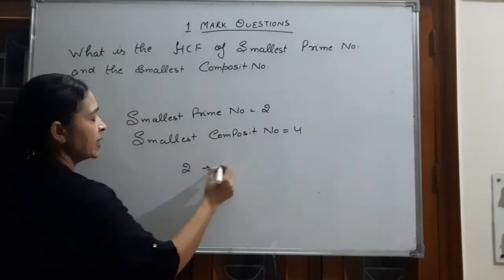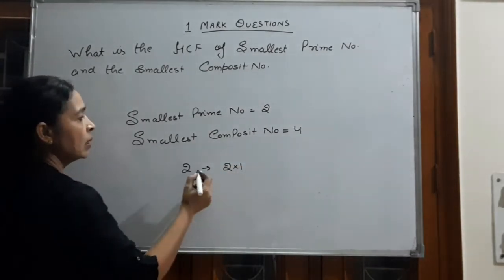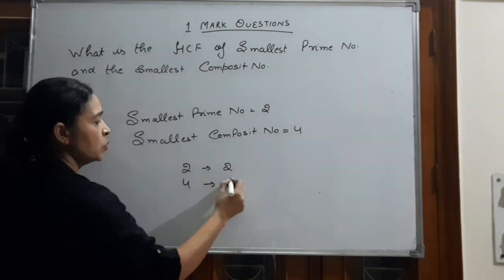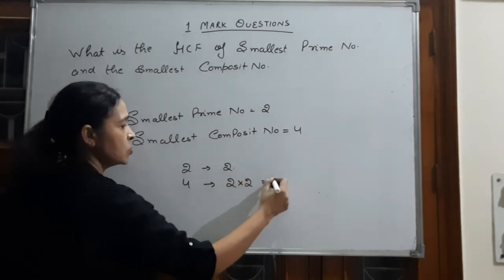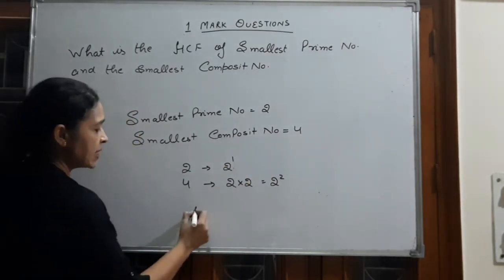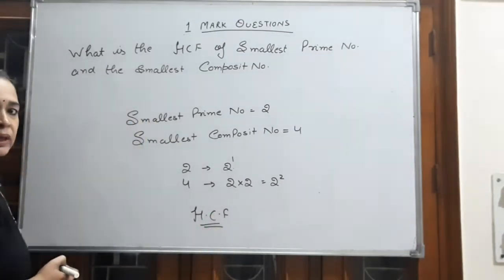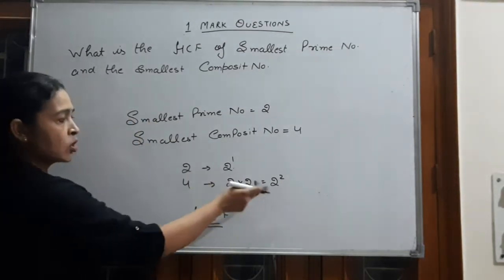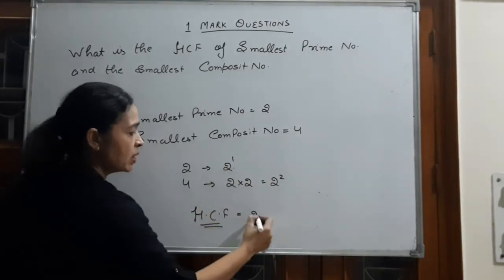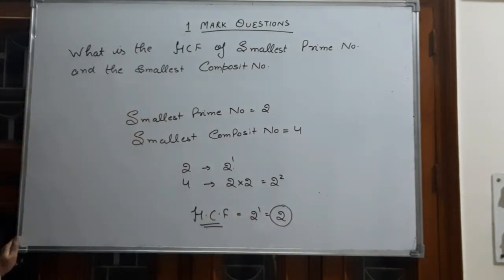HCF. 2 can be written as 2 into 1. Prime factors of 2 are 2 into 1. Or we can write 2, and 4 is 2 into 2, that is 2 square. Here we get 2 to the power 1. What is HCF? The smallest power of the common factor. Which is the common factor? 2. The smallest power of the common factor is 2 to the power 1. That is, 2 is the HCF of these two numbers.